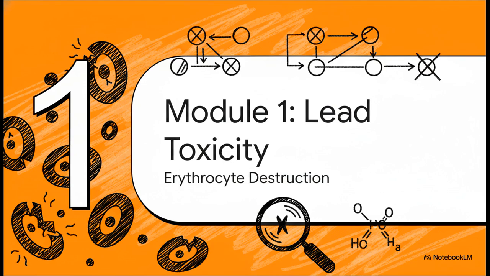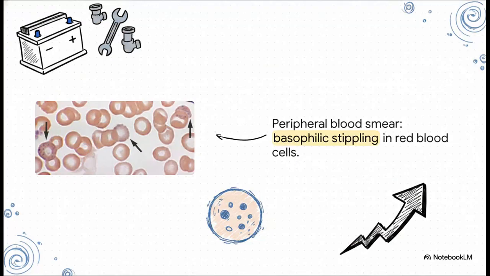Module 1. The erythrocyte destruction, focusing on lead. Look really closely at this peripheral blood smear. Lead causes a massive systemic heme blockade. How? It strictly inhibits ferrochelatase and ALA dehydratase. And the absolute microscopic signature of this destruction is right here. Those distinct blue granules scattered throughout the red blood cells.